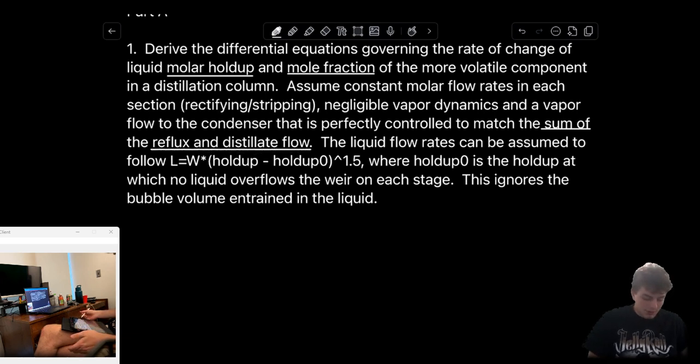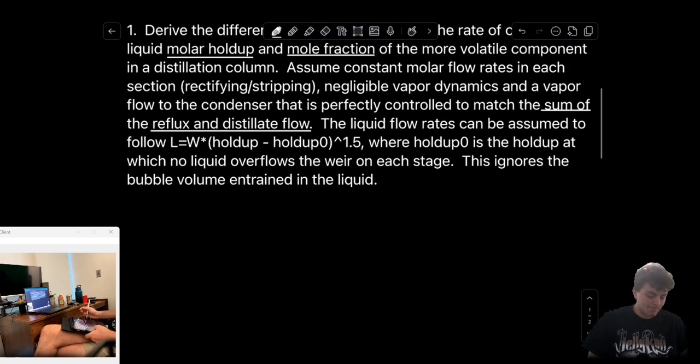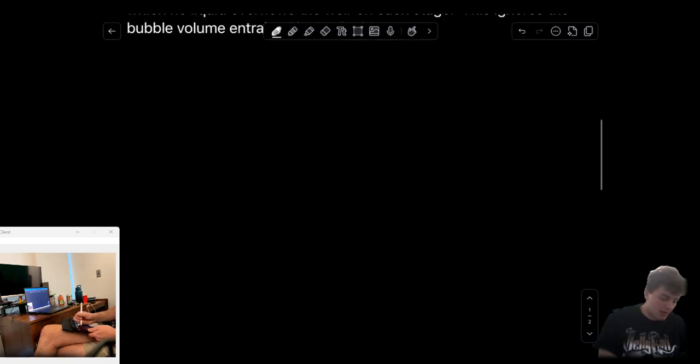We're told the liquid flow rates can be assumed to follow this equation, where we have some constant multiplied by holdup minus holdup naught, which is the holdup at which no liquid overflows the weir in each stage. This ignores bubble volume and entrained liquid. Okay, so we got a lot of terminology in here. Let's start to break that down into what we're really talking about. I think it's best to start with, hey, what does the distillation column look like?